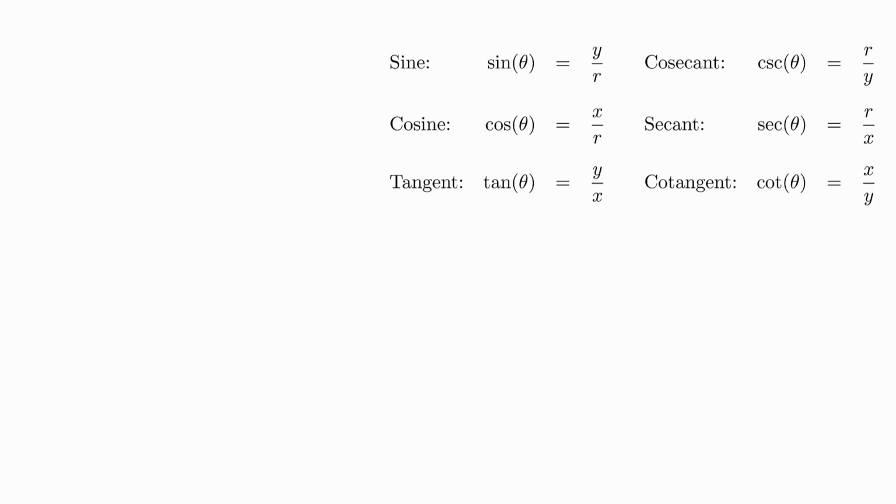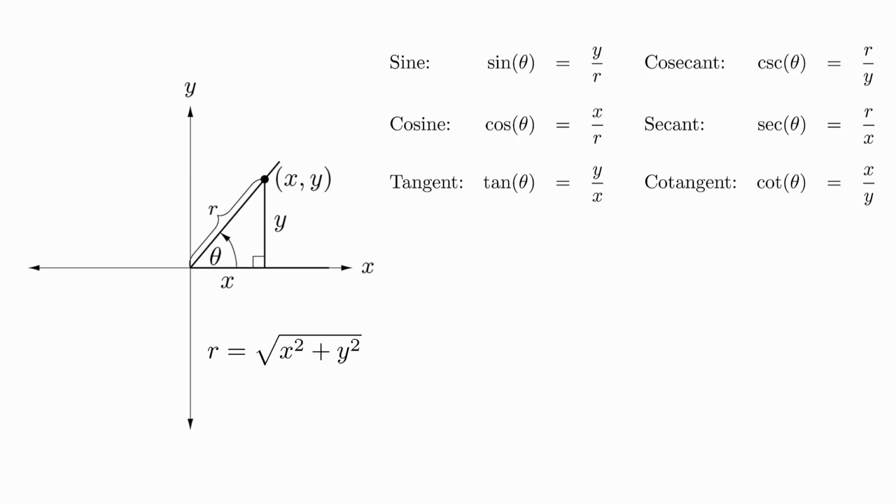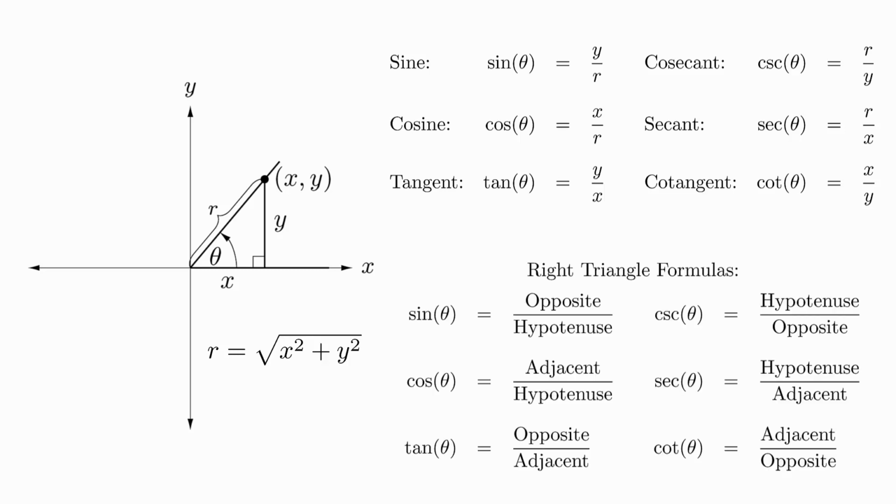In the previous video, we saw how the formulas for the trigonometric functions using a point on the terminal side of an angle corresponds to the right triangle definitions in the first quadrant. In this video, we're going to extend the connection even further and connect the definitions to all four quadrants.